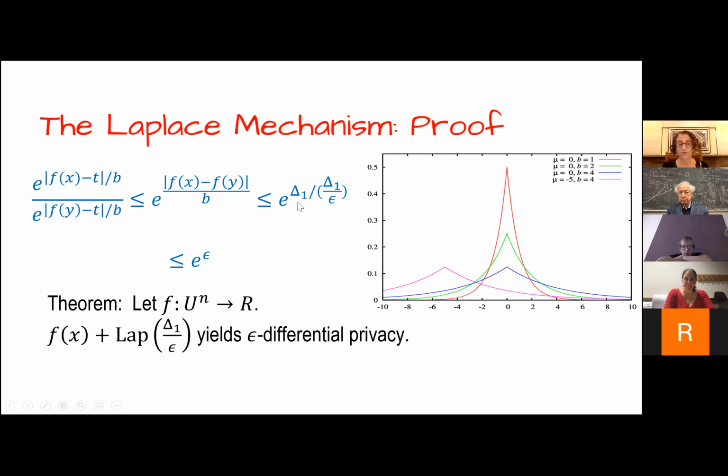And that's always less than the sensitivity of the function in the numerator. And b is chosen down here as the sensitivity divided by epsilon. So the deltas cancel out and we get e to the epsilon. And that's the proof. It's a one-line proof.